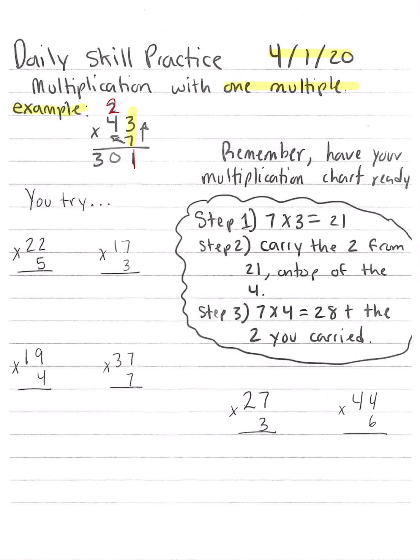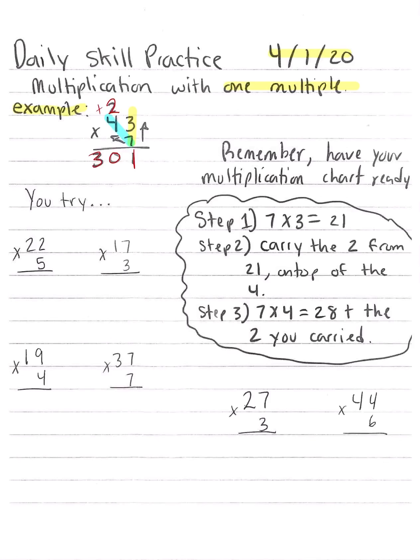Next one. Are you done with 7? No, there's still another multiple. The next multiple is 4. So now you're looking at 7 times 4. What does 7 times 4 give you? You can check it out. Look at your multiplication table. It's 28, right? But don't forget about the 2 on top. We got to add it. What's 28 plus 2? You get 30. So your answer for 43 times 7 is 301.